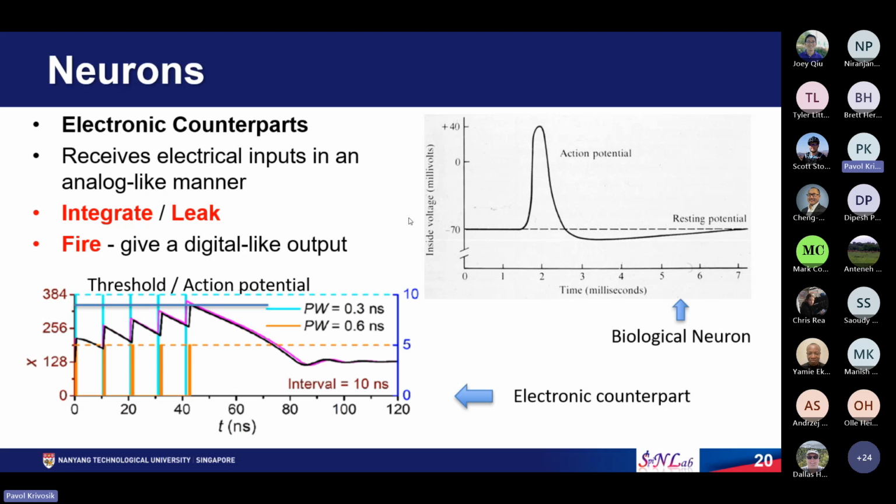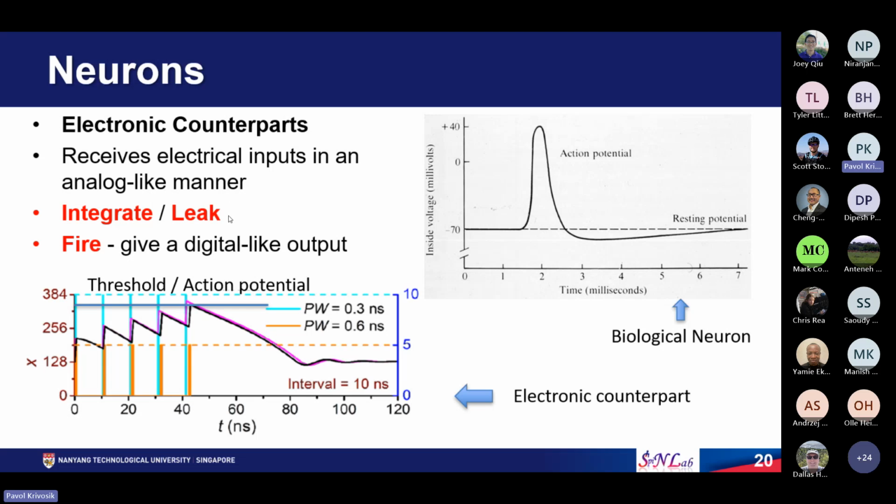Now let's say you want to build a neuromorphic computing circuit. Then you need to actually fabricate neurons and synapses in electronic form. In the electronic version of a neuron, you should emulate all these properties. This electronic neuron should receive electrical inputs from other neurons, integrate them, and fire if the total received input is more than a certain threshold. All these properties have to be emulated.